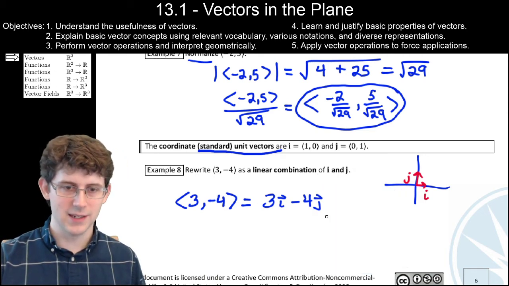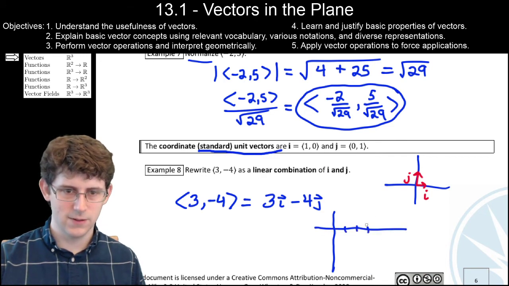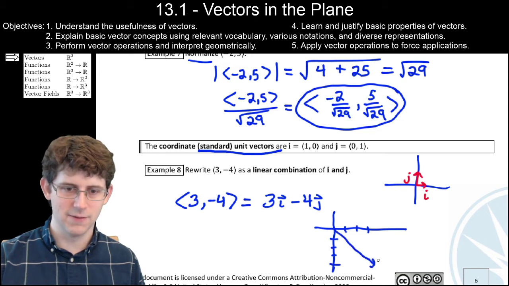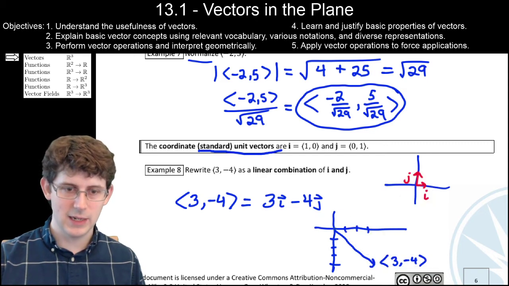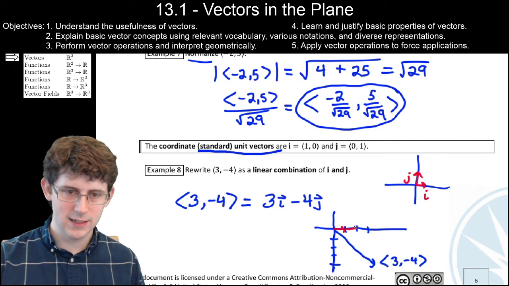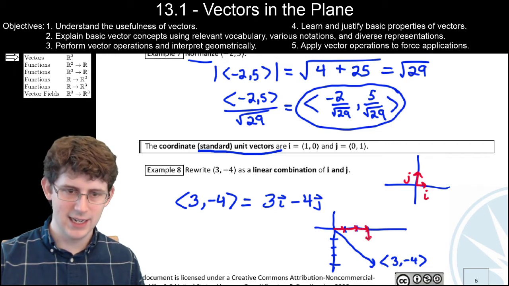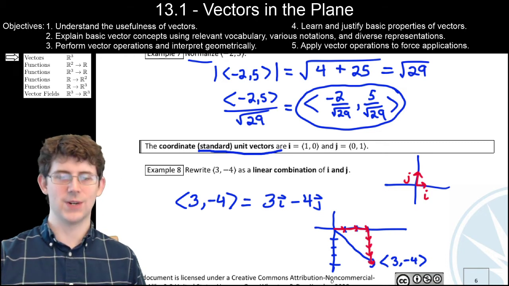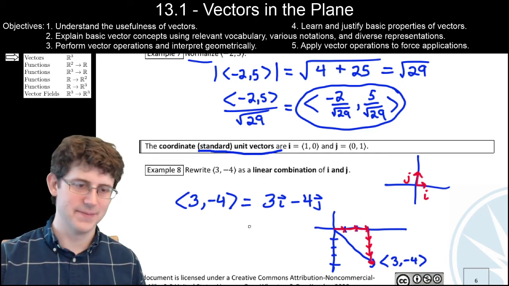The picture of why this works is kind of funny, I think, because to draw the vector 3, minus 4, you just go over 3 and down 4. And if you're thinking of it as 3i minus 4j, that's because you say, okay, here's 1i, 2i, 3i. So here's 3i minus j, 3i minus 2j, 3i minus 3j. Okay, 3i minus 4j. But that's just another way to write the same vector.